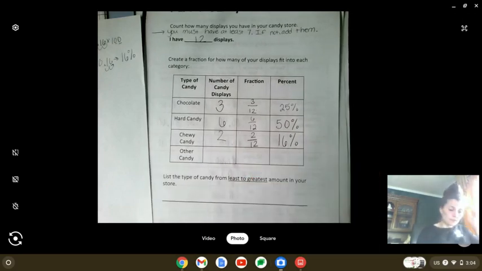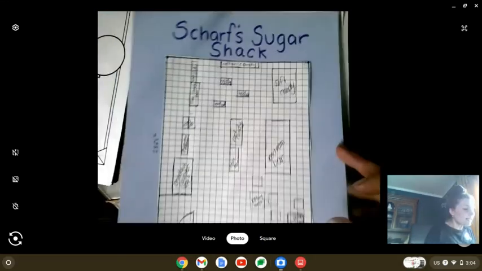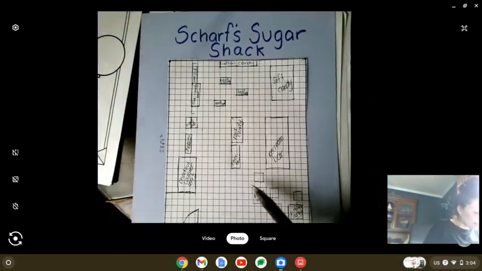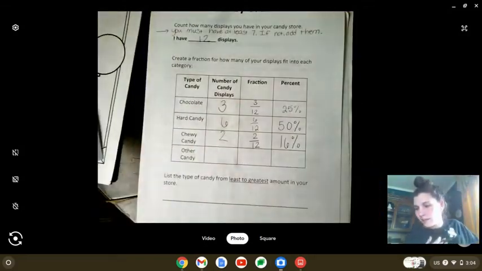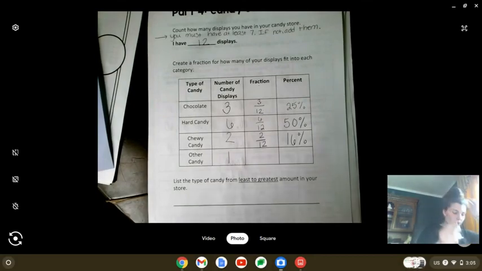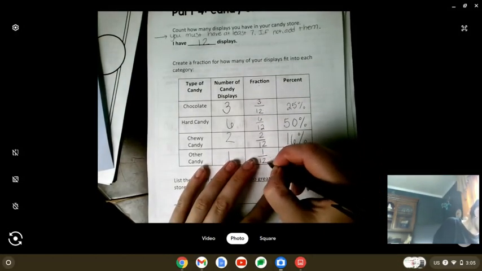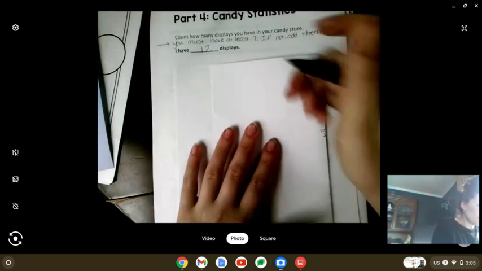16%. Okay, pause. Go ahead, do yours, and then unpause. Last time we are going to do other candy. So other candy, my only other candy I have is cotton candy because I didn't think that was soft candy. So that's 1. Go count your other candy. Unpause, come back. Make your fraction. Unpause, come back. And then divide another time.